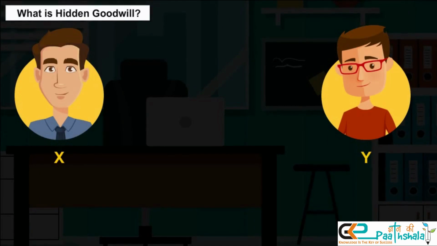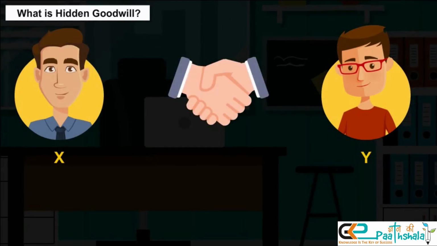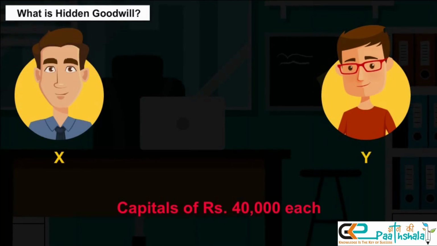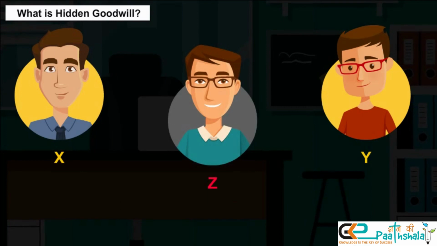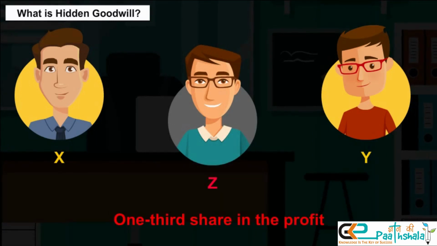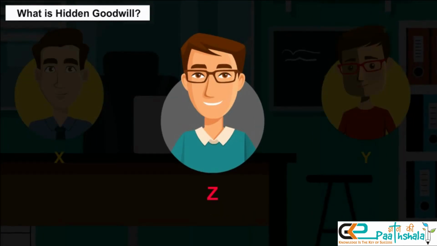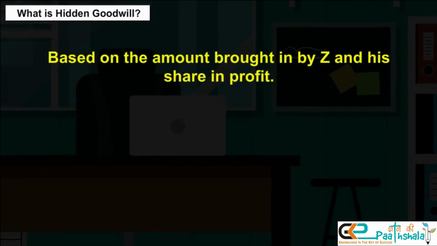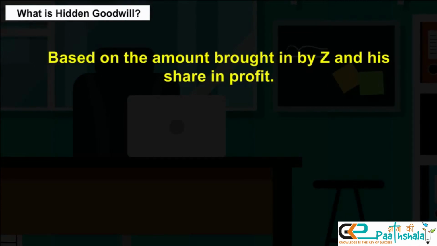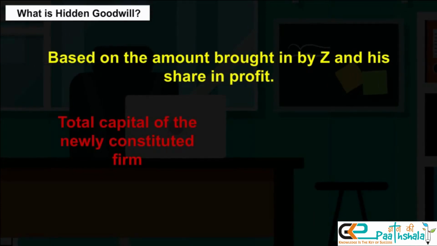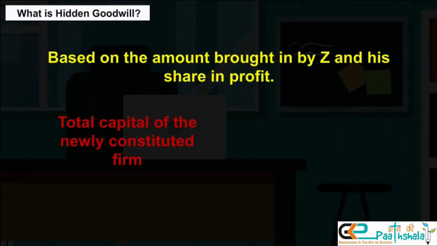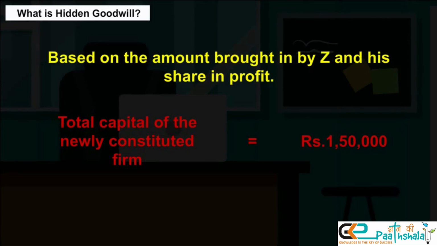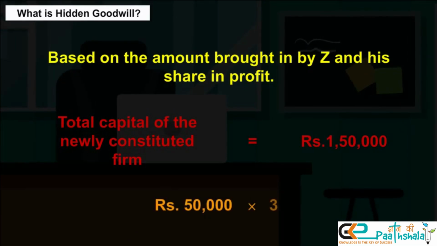X and Y are two partners sharing profits equally with capitals of rupees 40,000 each. They admitted Z as a new partner for 1/3 share in the profit. Z brings in rupees 50,000 as his capital. Based on the amount brought in by Z and his share in profit, the total capital of the newly constituted firm works out to be 1,50,000 rupees, that is, rupees 50,000 multiplied by 3.